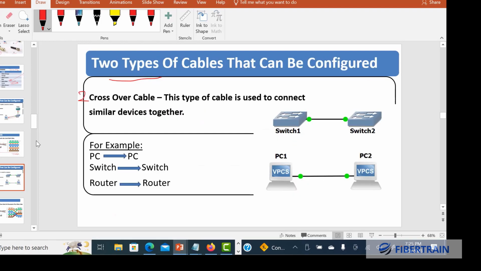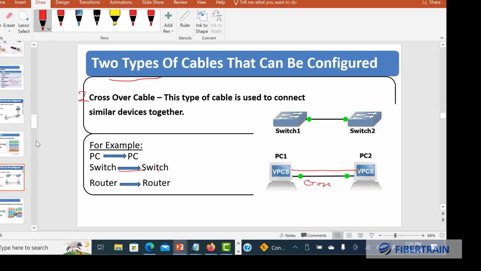Correct. Now, if we want to make another cable called a crossover cable, this one is used to connect similar devices, devices that are from the same device family. For instance, I want to connect a switch to a switch. I want to connect a PC to a PC. So you can see PC1 is connecting to PC2. The type of cable we should use is called a crossover cable. Or switch 1 is connecting to switch 2.